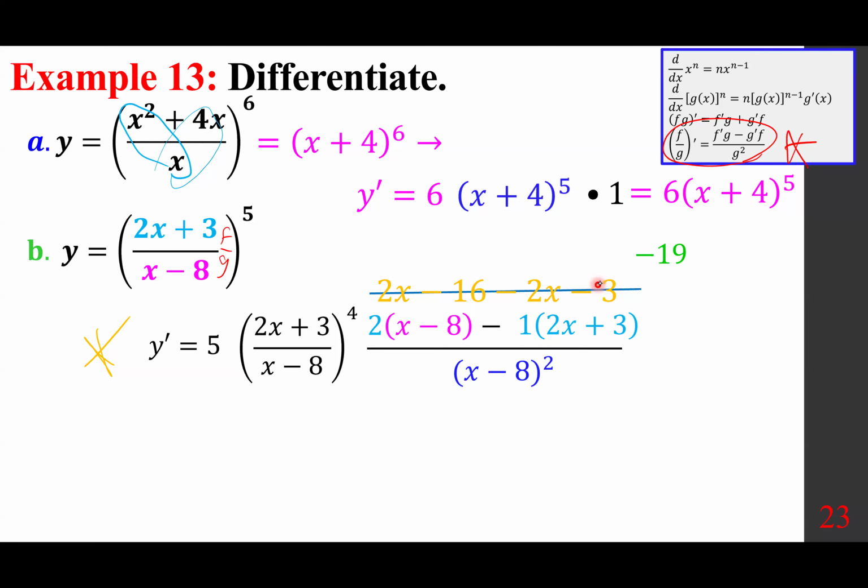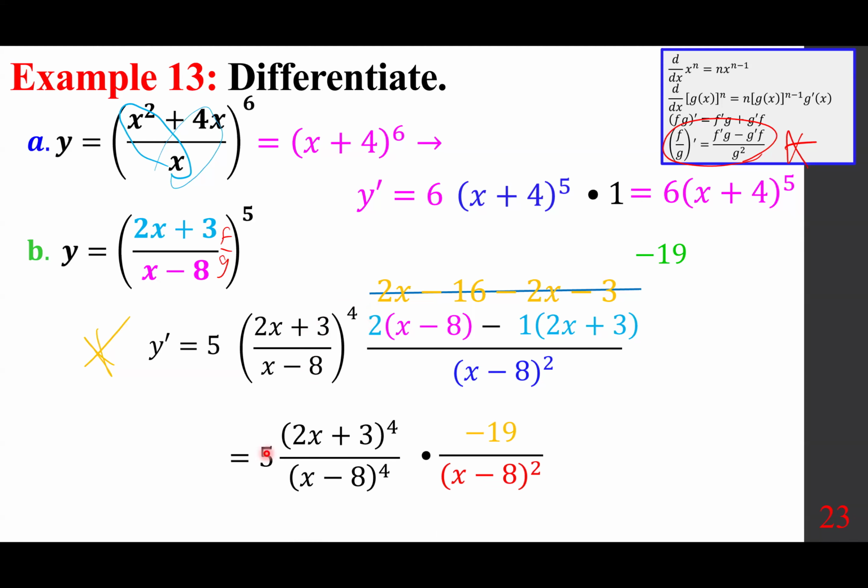I want to make sure that you see that this one is (2x plus 3) to the power of 4, and this is (x minus 8) to the power of 4. And the reason I separate them is because I want to make sure we don't make a mistake. So what happens is that this stuff is in the numerator, 5 times negative 19, which is negative 95, times (2x plus 3) to the power of 4. This one is (x minus 8) to the power of 4 plus 2. That would be the number.